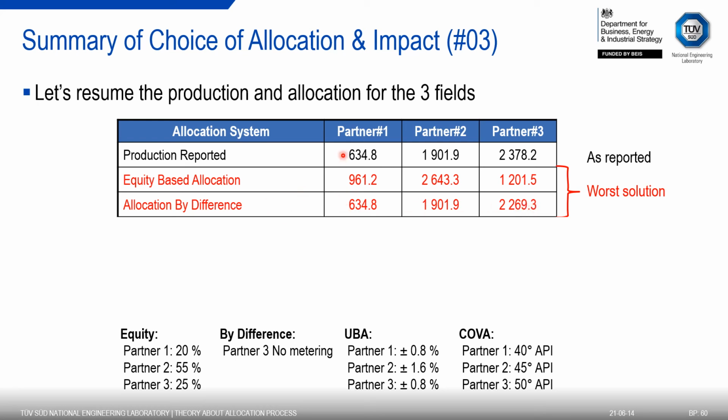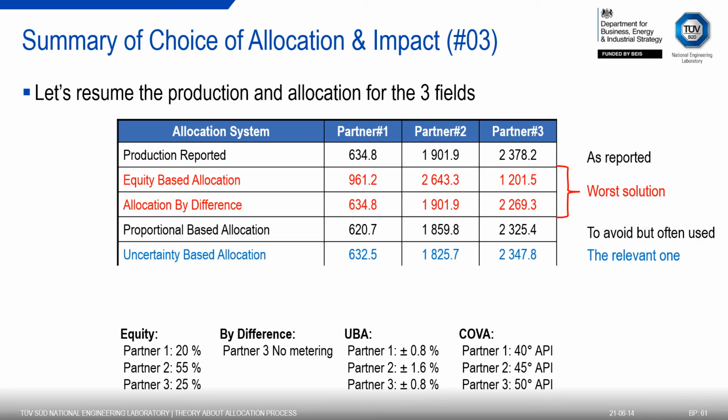So obviously, as you can see clearly, the claimed production from partner 1 is what they will get. The claim from partner 2 is what they get here, and partner 3 gets the imbalance, and then the value is slightly smaller in this case. These are definitely the worst ways to handle allocation. The most common one, if I can say, is the proportional-based allocation, an uncertainty-based allocation.